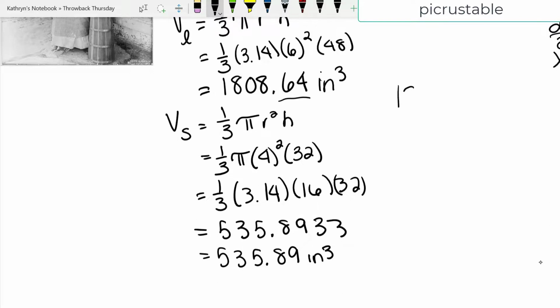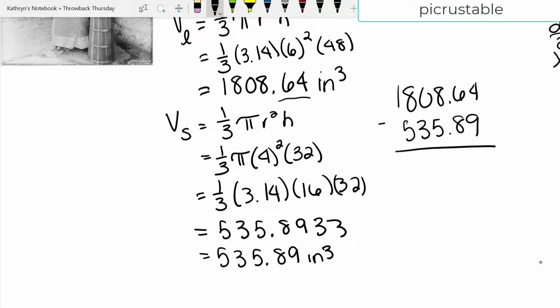Now, to figure out the frustum, we need to subtract those. So we're going to take 1,808.64 minus 535.89, and we end up with 1,272.75 inches cubed. Now let's go back and look at the question again.